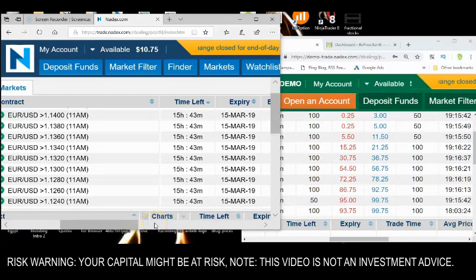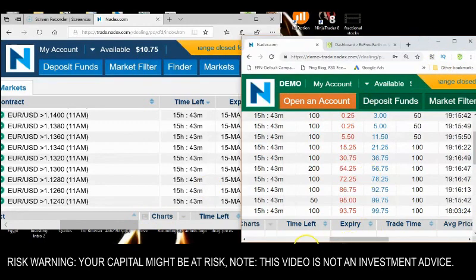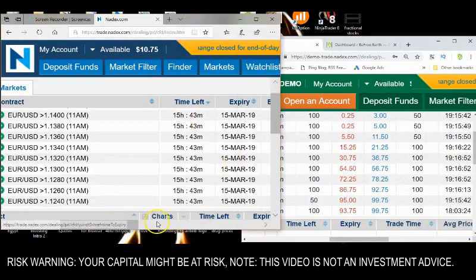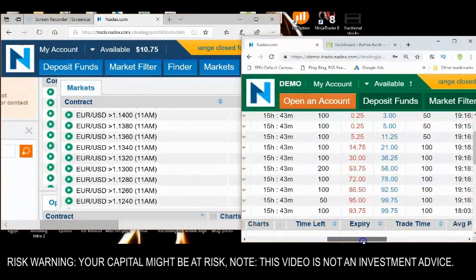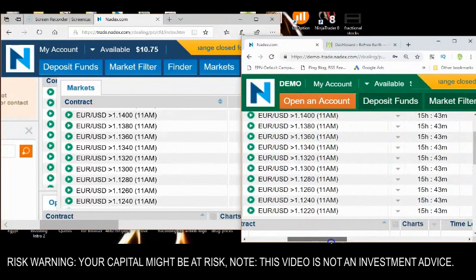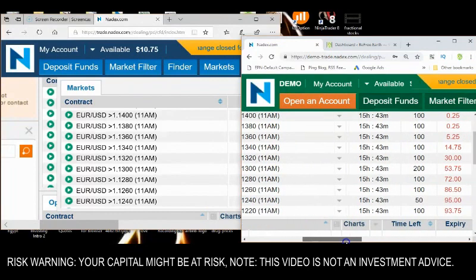Hey guys, today I'm going to be going over the differences between Nadex live trading and Nadex trading for demo. Now I've got these two charts set up, one on demo and one on live. The left is live and the right is demo. And we are looking at the exact same time frame, 15 hours out for 11 a.m. This is on the daily trades.